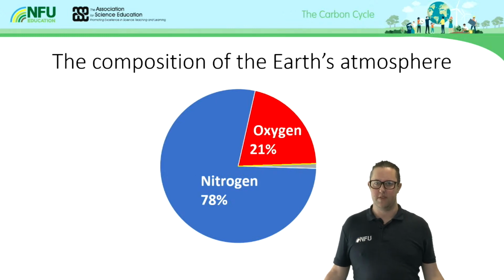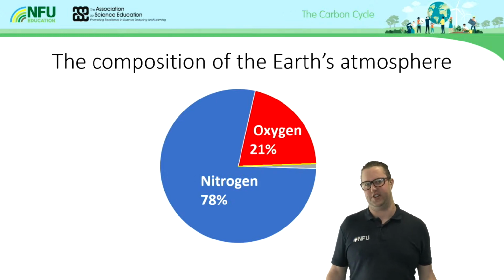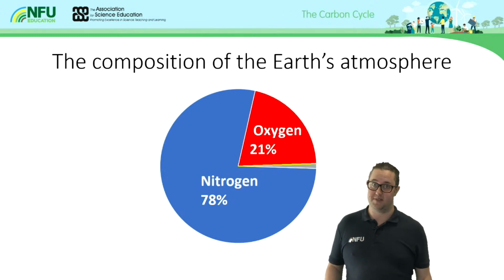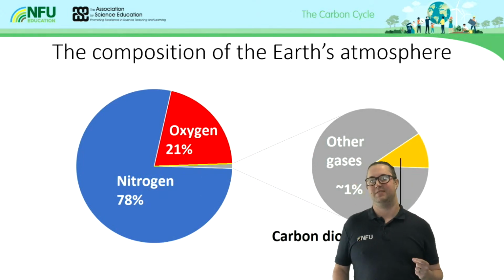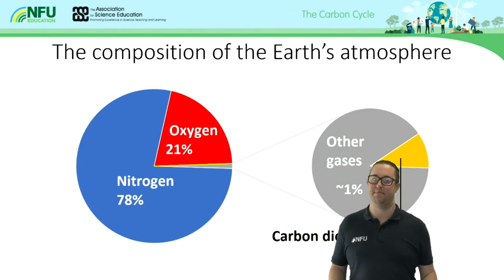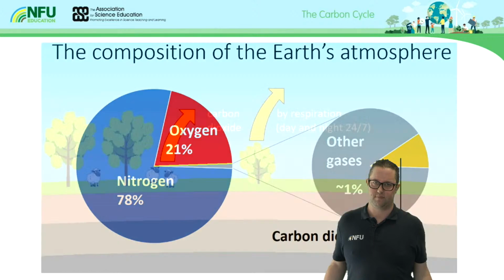So we'll start off by looking at what the atmosphere is and what the gases are within it. The Earth's atmosphere is mainly nitrogen, about 78%, with about 20% oxygen. It's been roughly these proportions for millions of years. The remaining 1% of the atmosphere is made up of other gases such as argon, water vapour and carbon dioxide. The amount of carbon dioxide is tiny, only 0.04%, but that tiny amount can have a dramatic impact on the Earth's climate. So how does that carbon dioxide get into the atmosphere in the first place?